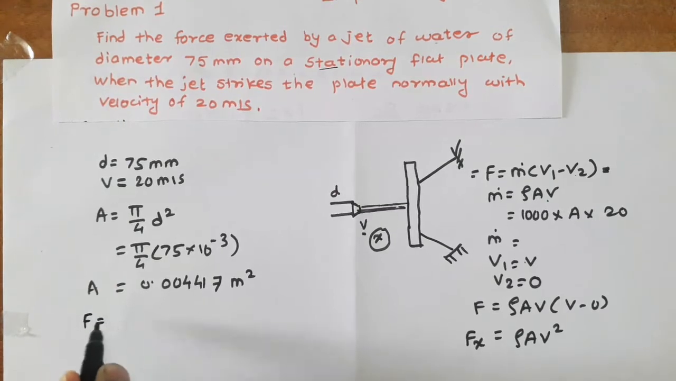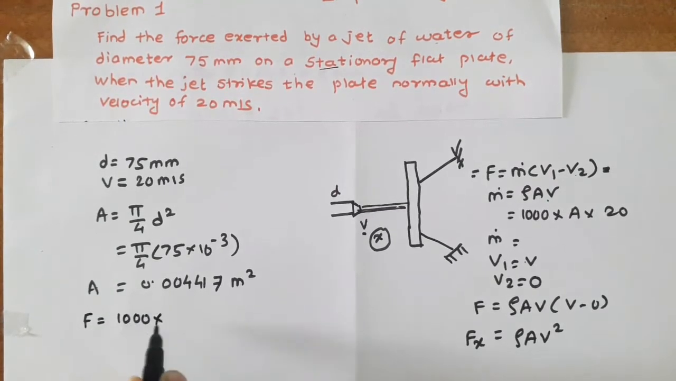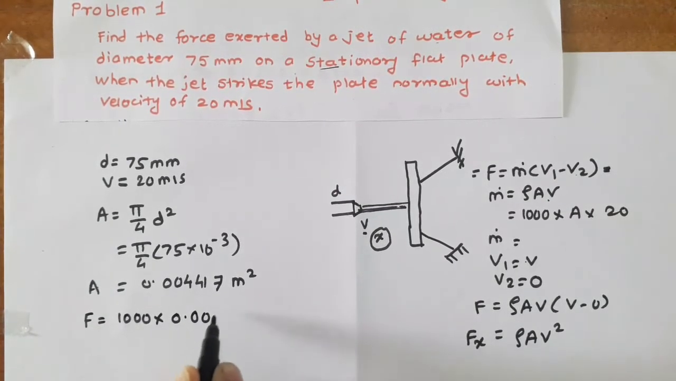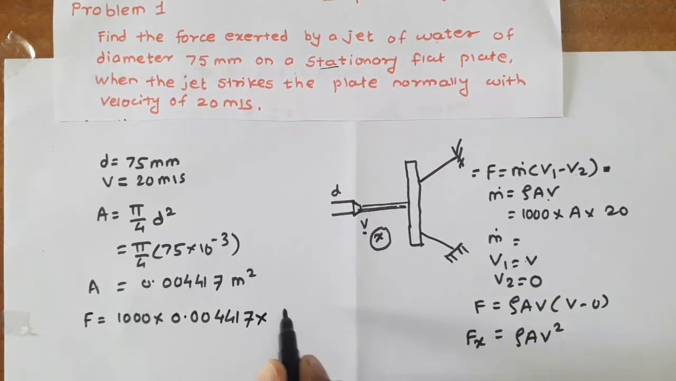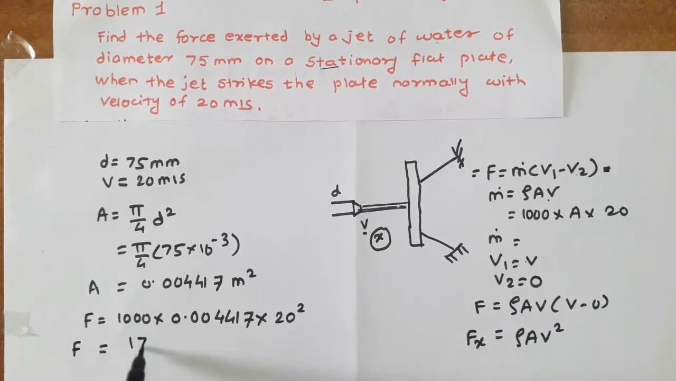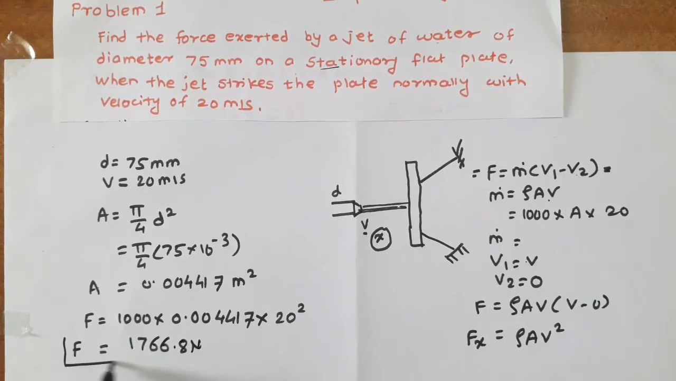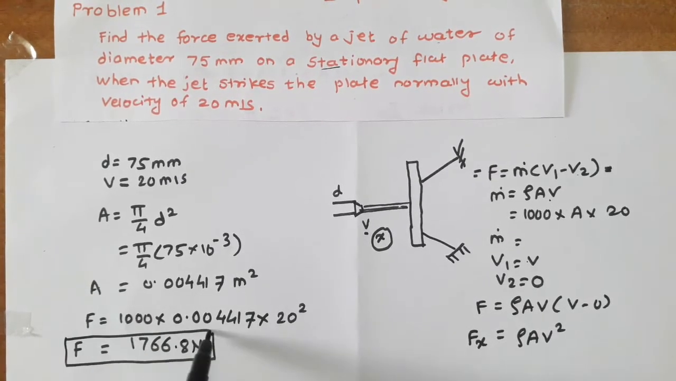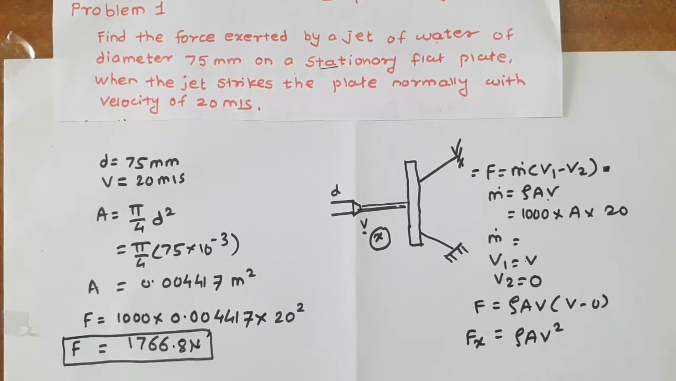So put rho A v square value in this equation. So F is equal to 1000 into area 0.004417 into velocity of jet 20, bracket square. After simplification we will get the answer 1766.8 Newton. So friends, this problem is basic and very simple, but by using this method you can solve any problem.